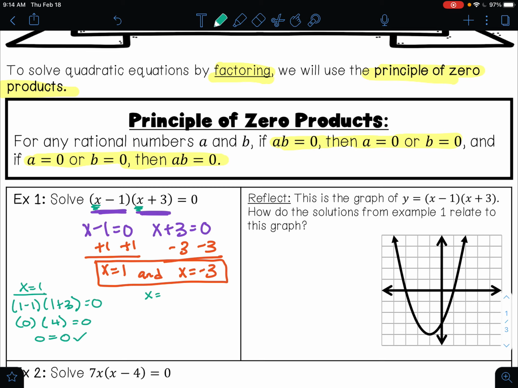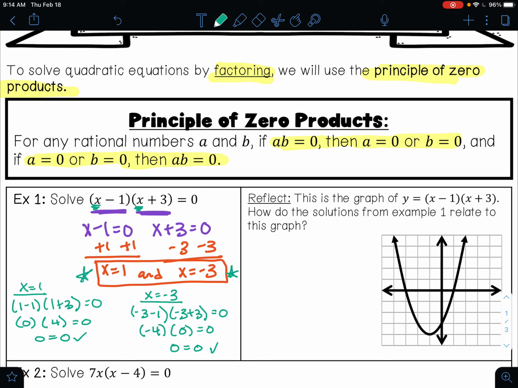Now I can try when x equals negative 3. I'm going to do the same thing and plug into the original equation for when x is negative 3. So I'll have negative 3 minus 1 times negative 3 plus 3 equals 0. Negative 3 minus 1 is negative 4, and negative 3 plus 3 is 0. Negative 4 times 0 is 0. 0 equals 0, that works. So that is why we have two solutions, both 1 and negative 3.